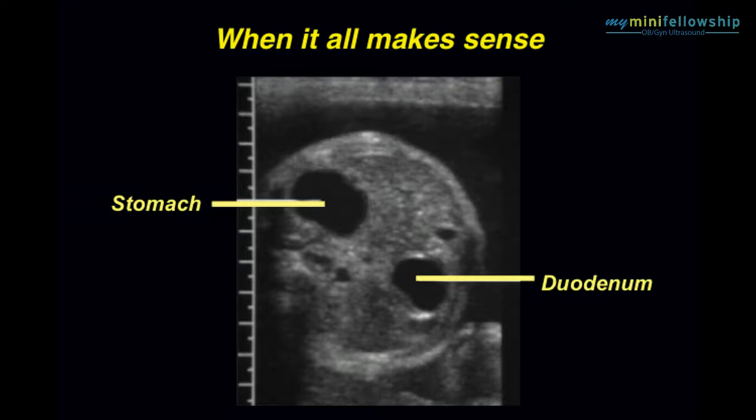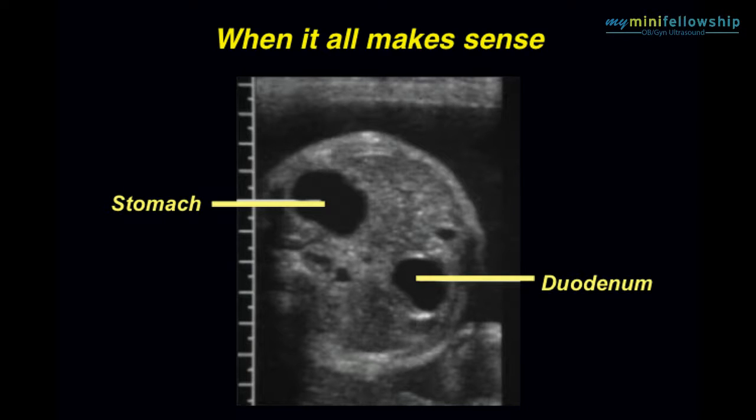There will be times when polyhydramnios makes sense. So here we see a fetus with the double bubble sign. This happens to be the stomach. This happens to be the duodenum. I want to caution you that not all double bubbles are caused by a dilated duodenum and stomach. There are several other double bubbles that occur in the upper fetal abdomen.